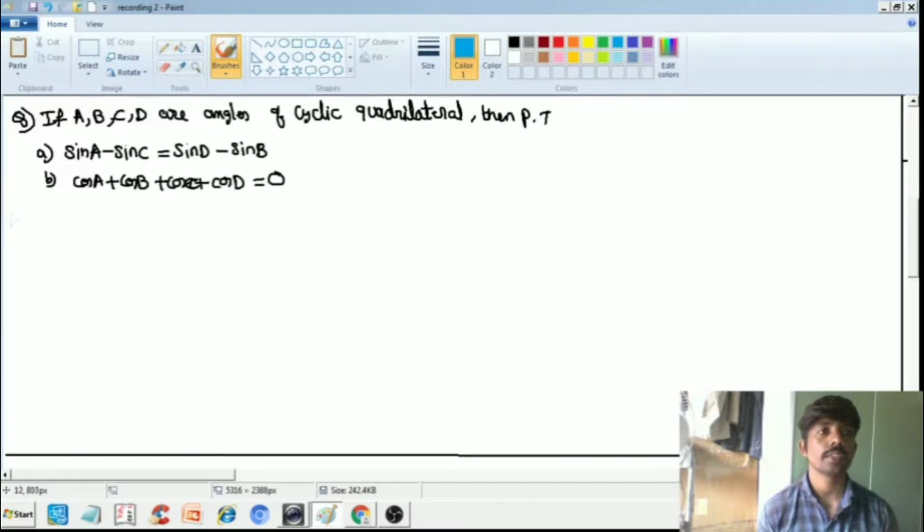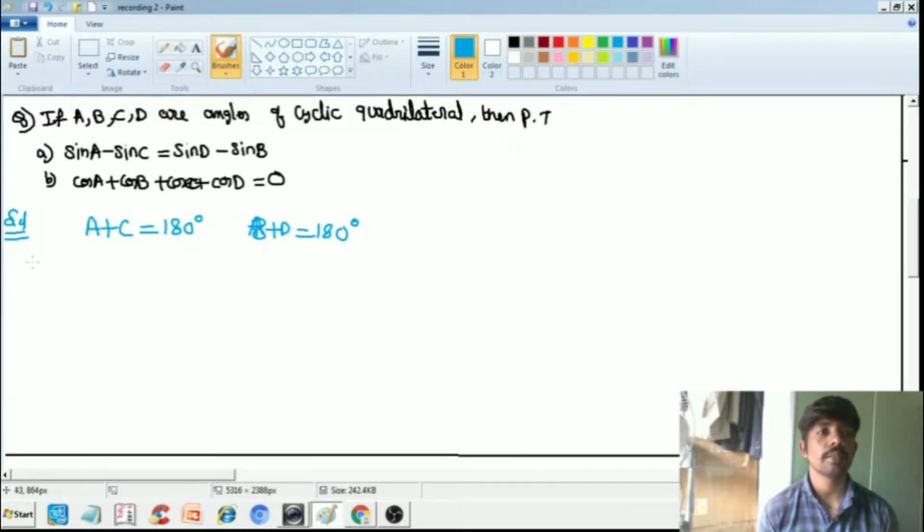In the next question, second problem. Here, given A, B, C, D are the angles of a cyclic quadrilateral. Then we can write from that A plus C is equal to 180 degrees and B plus D is equal to 180 degrees. So the first condition is given: sin A minus sin C.